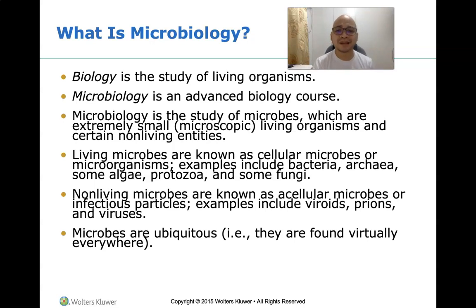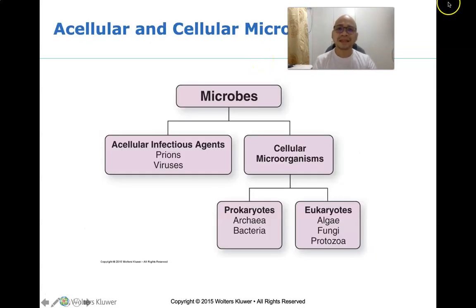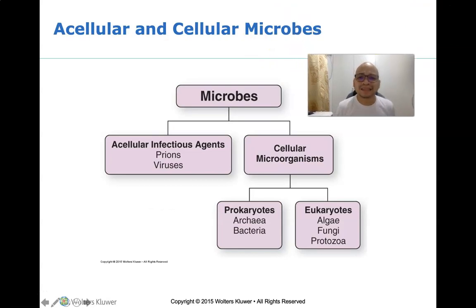So microorganisms are present everywhere. If we look at the organization of this particular chart, microbes are divided into two major categories. First, we have the acellular infectious agents. Prions are one of them. Prions are also known as infectious proteinaceous molecules, because they are made up of protein molecules. If you are familiar with mad cow disease, it is actually caused by prions.